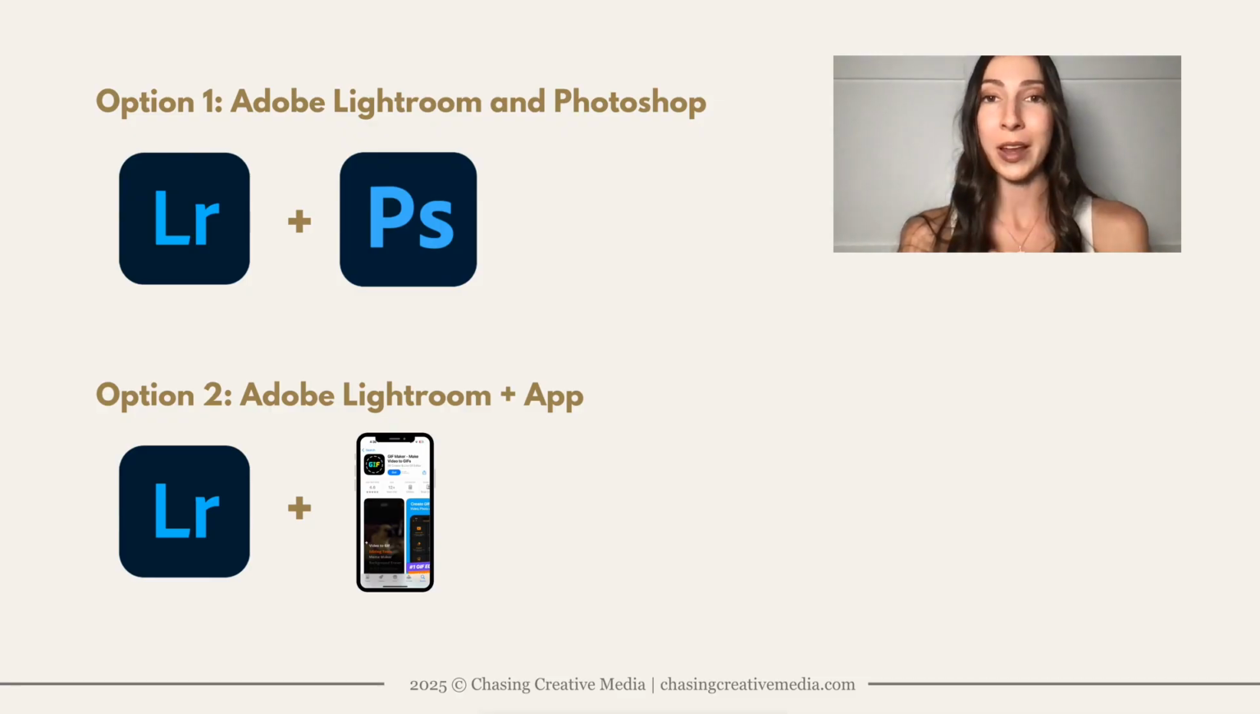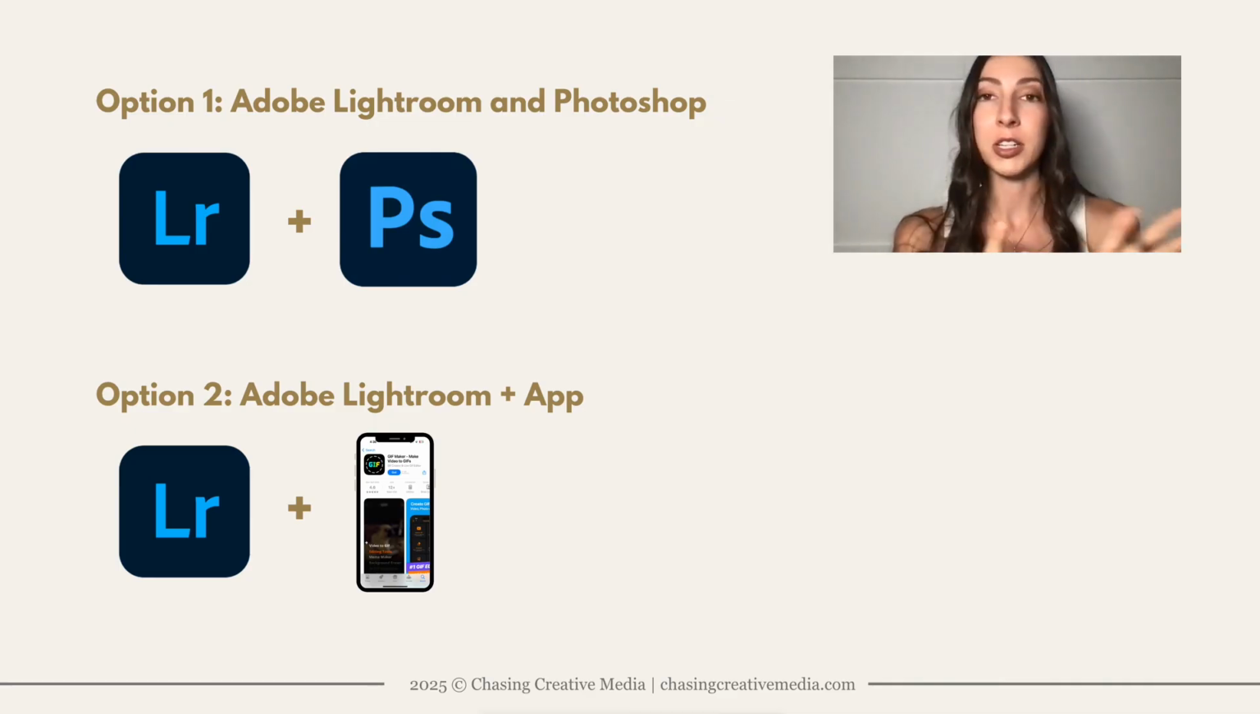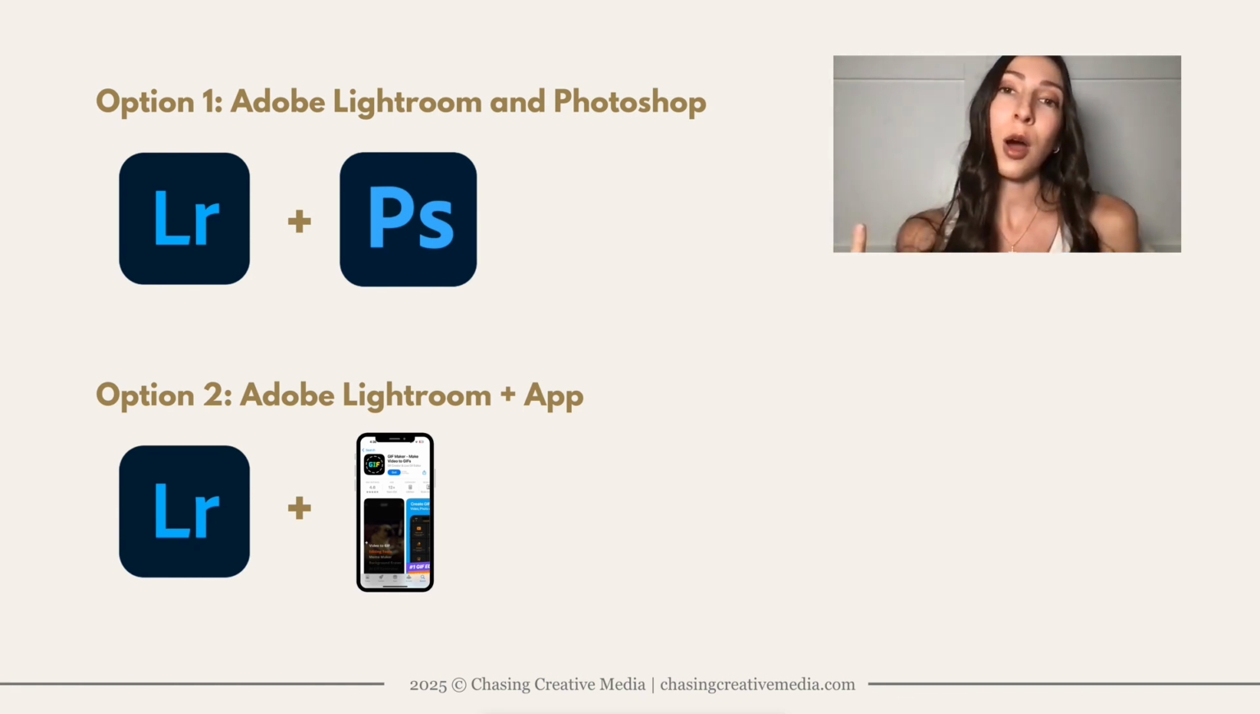There are two ways that you can make a GIF. Both require edited images in Adobe Lightroom. Well, I guess technically they don't have to be edited, but assuming you're a photographer, you're going to go ahead and edit your images in Lightroom, and then you can turn those photos into a GIF either in Photoshop or in an app on your phone. So there's two options to do it.